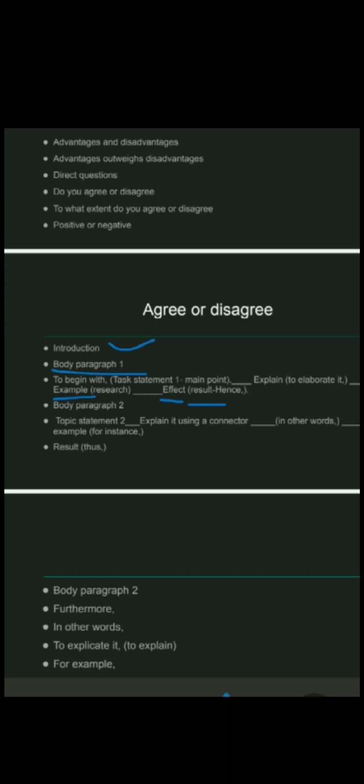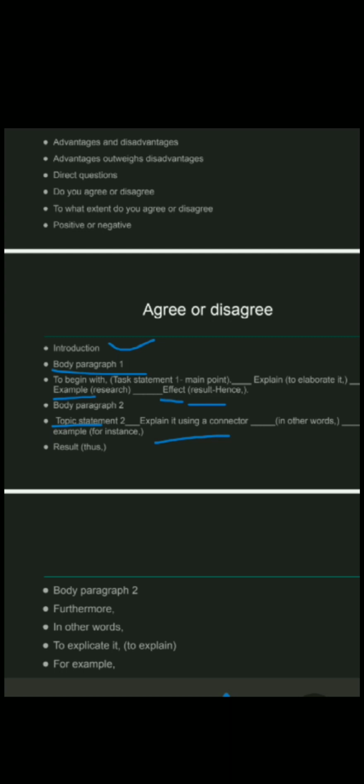And if someone has a really weak base in English, they can also get band 6, which is the minimum band requirement for every student. Then you have to write body paragraph 2. Again, you have to write the topic statement and explain it using connectors. So this is very important.